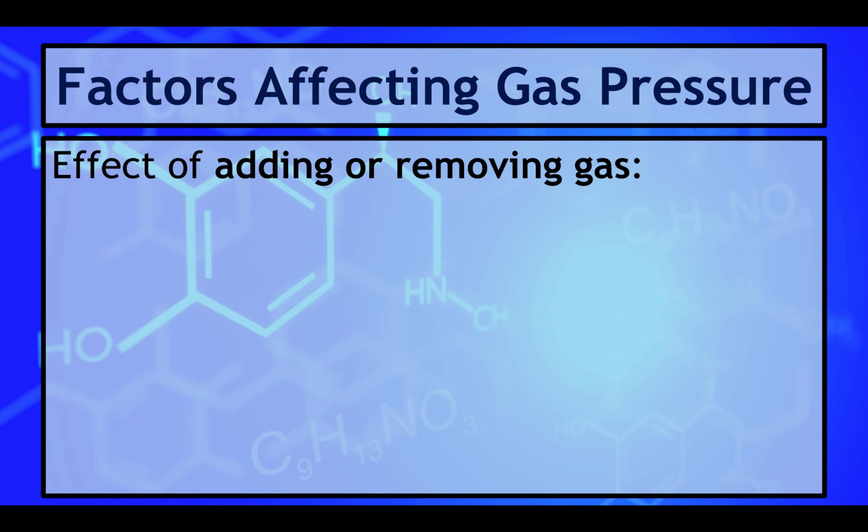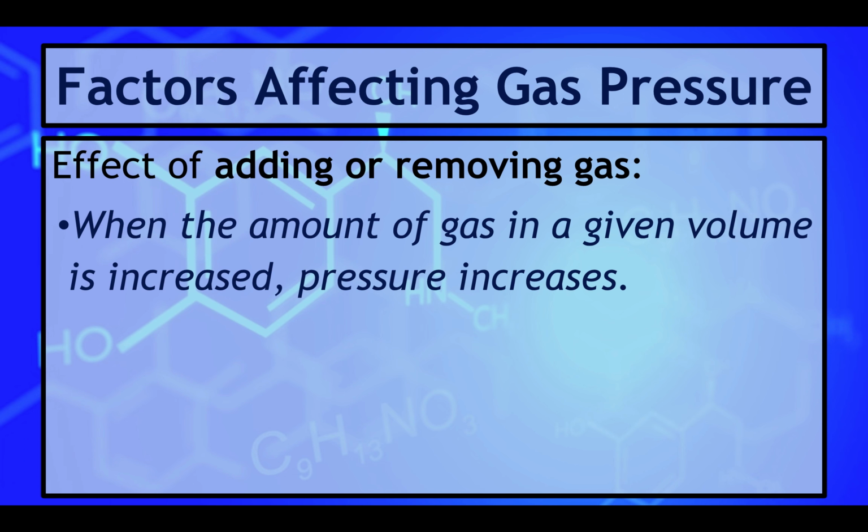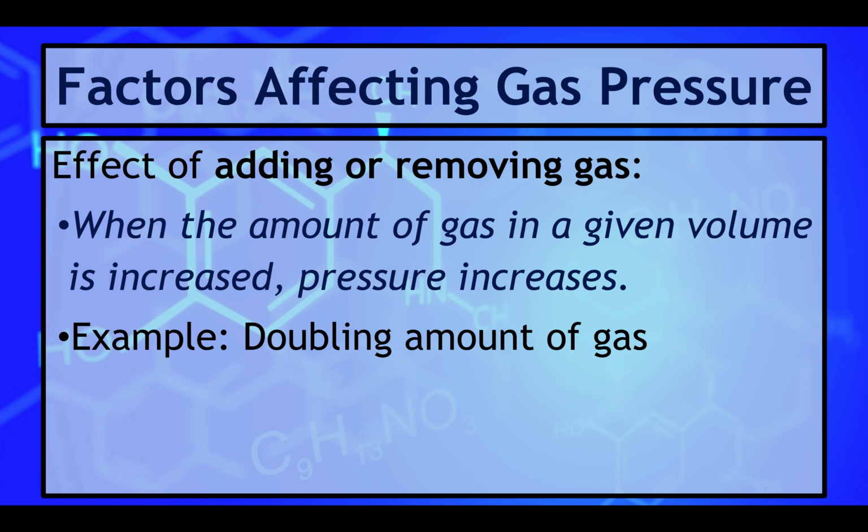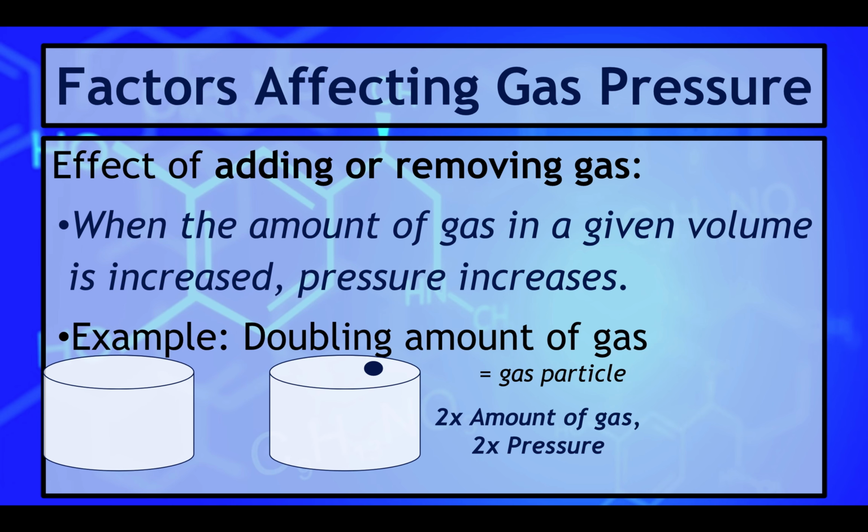The effect of adding or removing gas. When an amount of gas in a given volume is increased, the pressure increases. So the more gas we have, the pressure will increase in a set volume. If you double the amount of gas, you're going to end up doubling the pressure. So 2 times the amount of gas, you'll have 2 times the pressure.